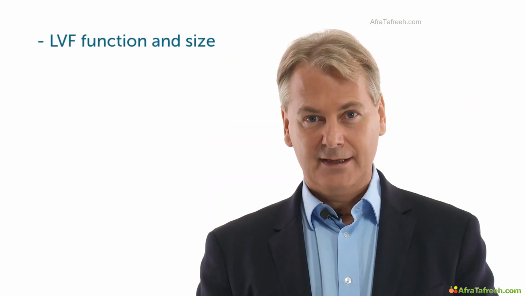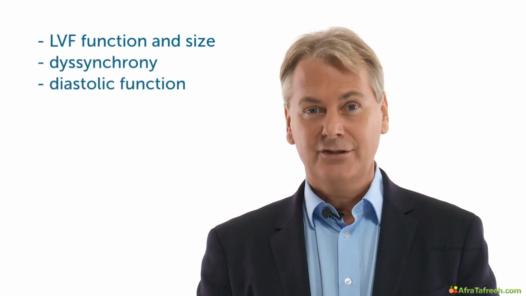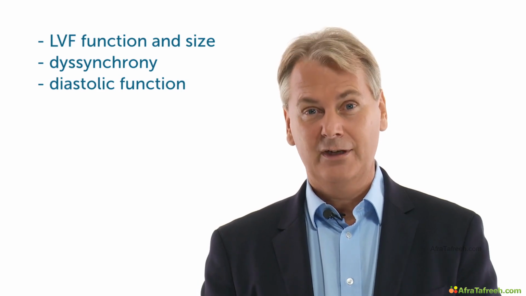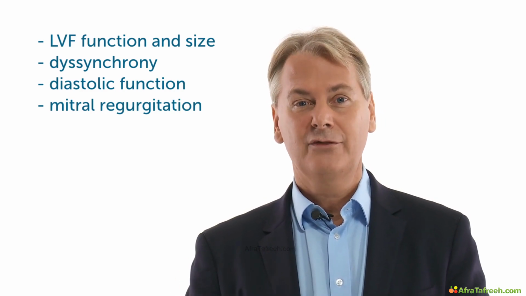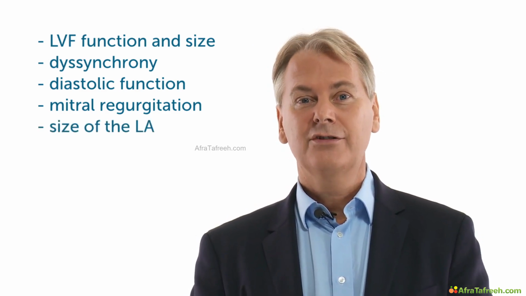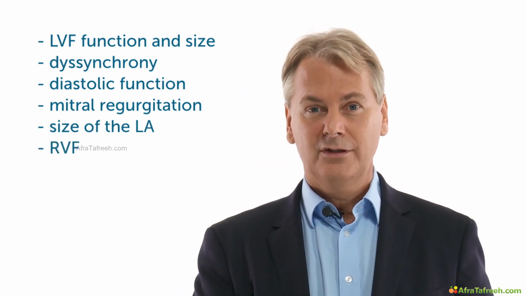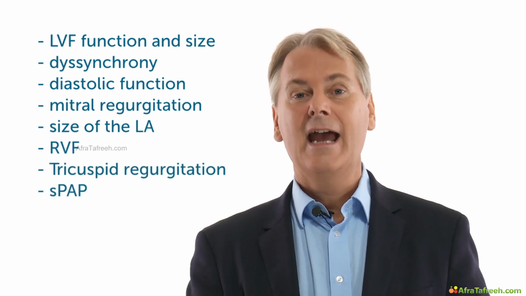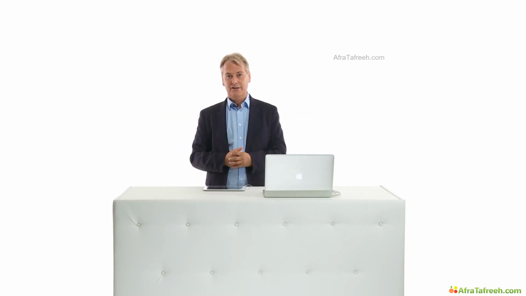So putting all this together, what are the key points that you should remember from this lecture? Don't only look at left ventricular function and size. Also look at the presence of synchrony. Look at diastolic function to determine whether or not filling pressures are elevated. Whether or not mitral regurgitation is present, because it's an additional burden to the ventricle and strongly correlates with the prognosis of the patient. The size of the left atrium, because it more or less dictates the development of atrial fibrillation. Right ventricle function, tricuspid regurgitation, and the degree of pulmonary hypertension. All of this is important in the evaluation of patients with dilated cardiomyopathy.